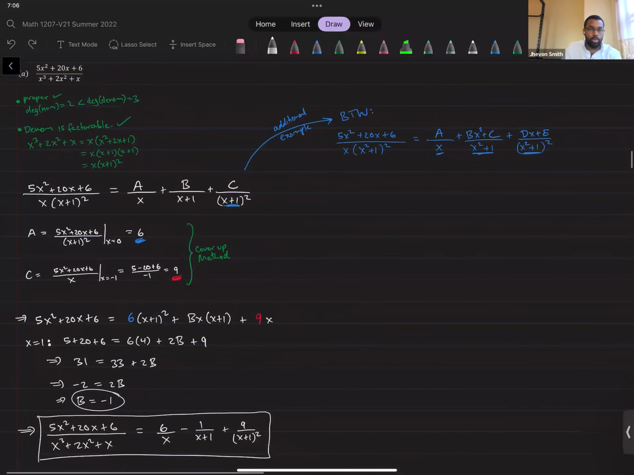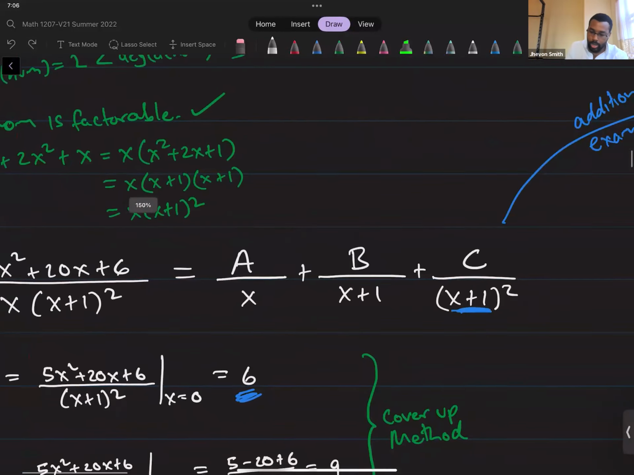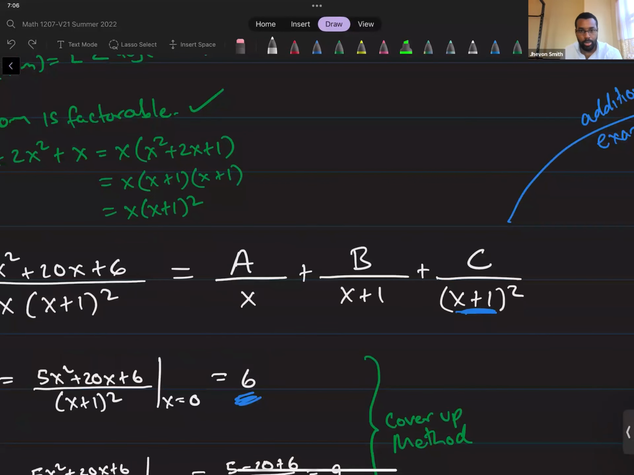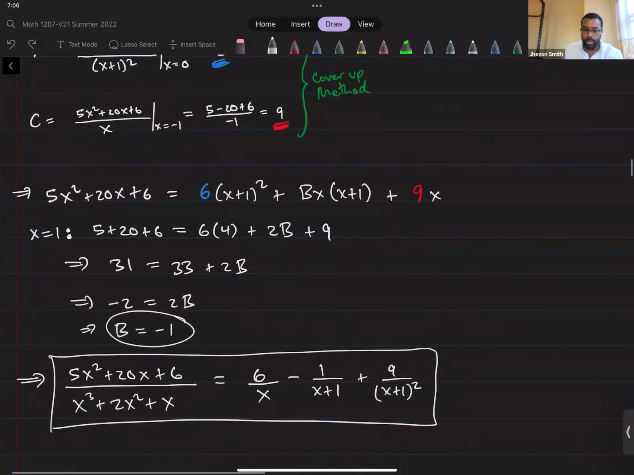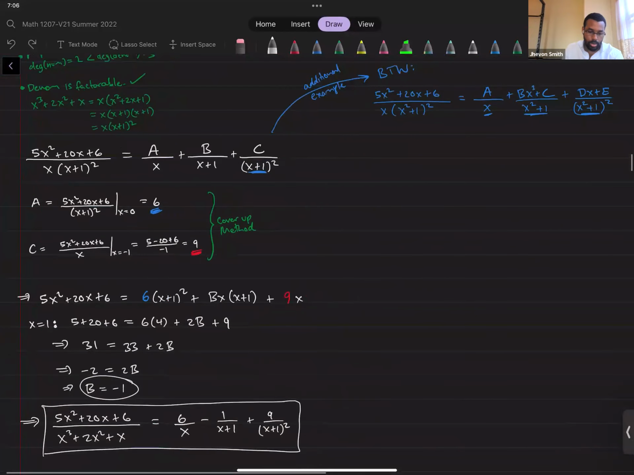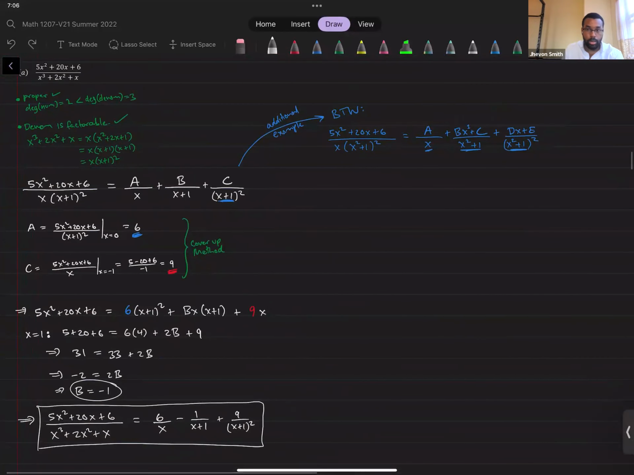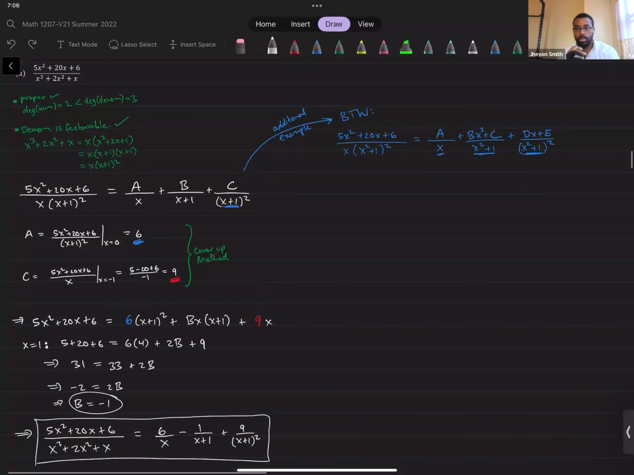But yeah, before we move on, any questions on this? Any part of the process? So in step 1, do we understand how we got the denominators, how we got the numerators? And do we understand how we solve for these guys? Any questions? Comments, concerns?